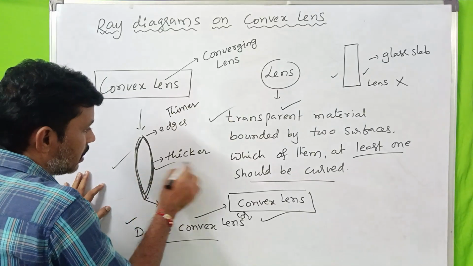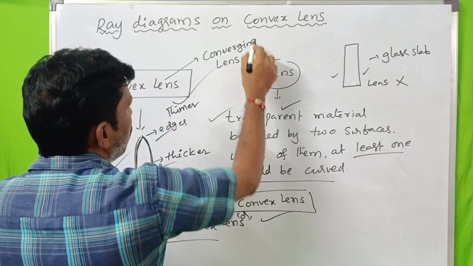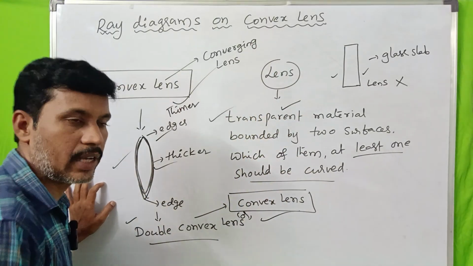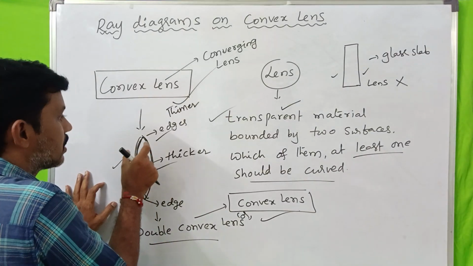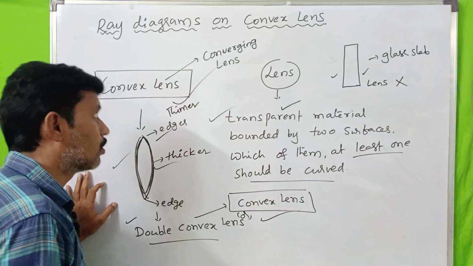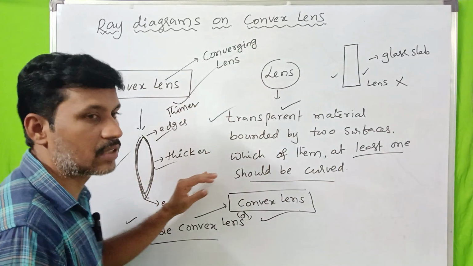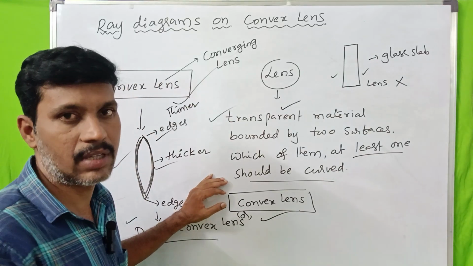This convex lens is thicker at the middle and thinner at the edges, and it is also called the converging lens. Now let us discuss the ray diagrams on this convex lens. What is the use of ray diagrams? Ray diagrams are useful to find the position of the image and the nature of the images.